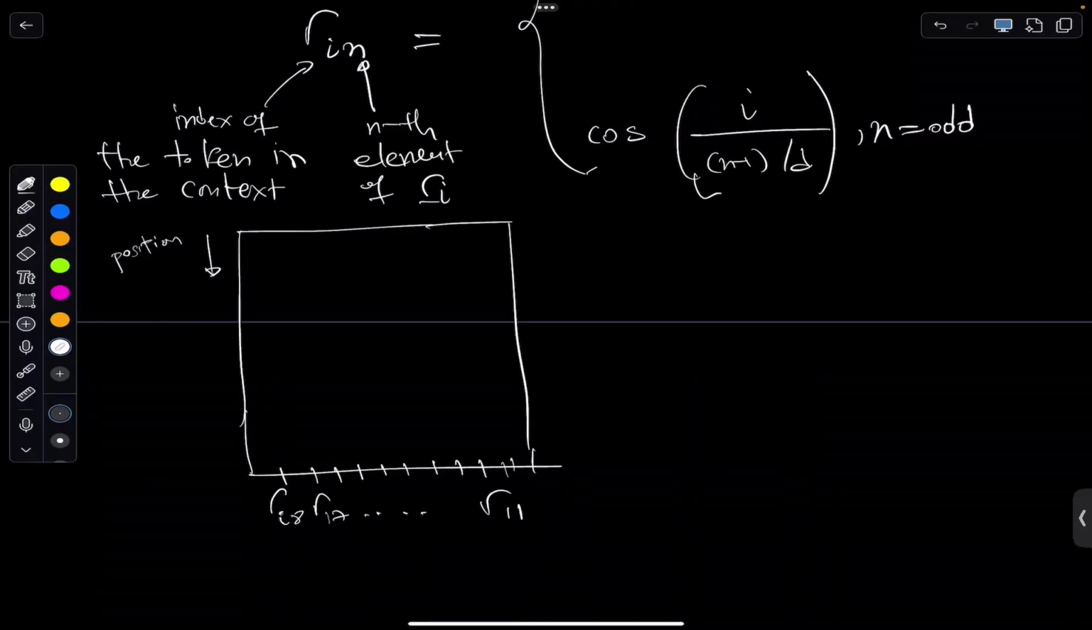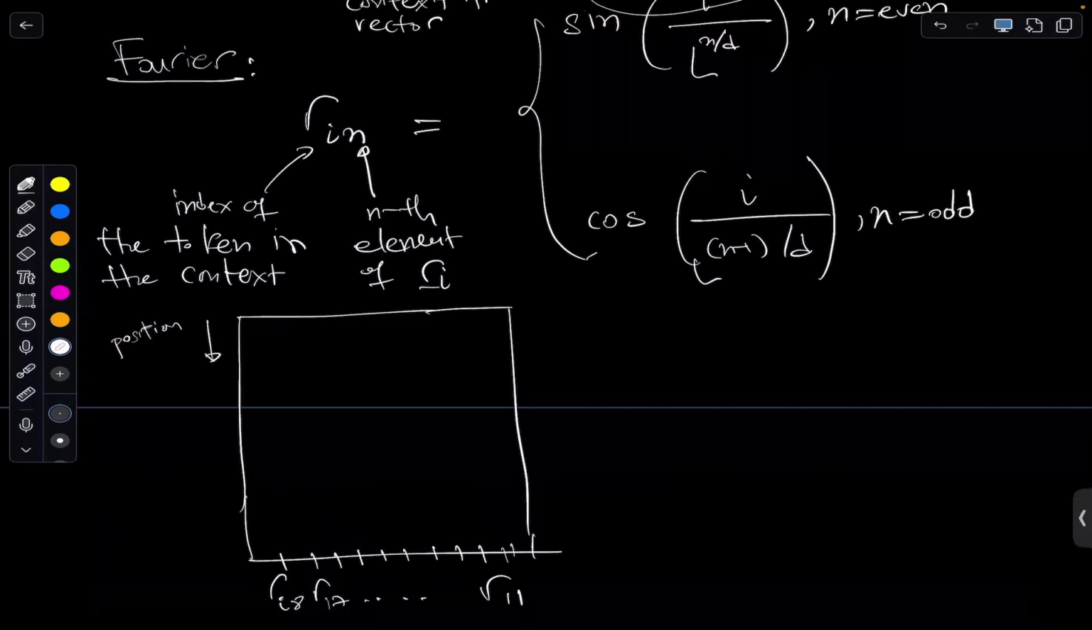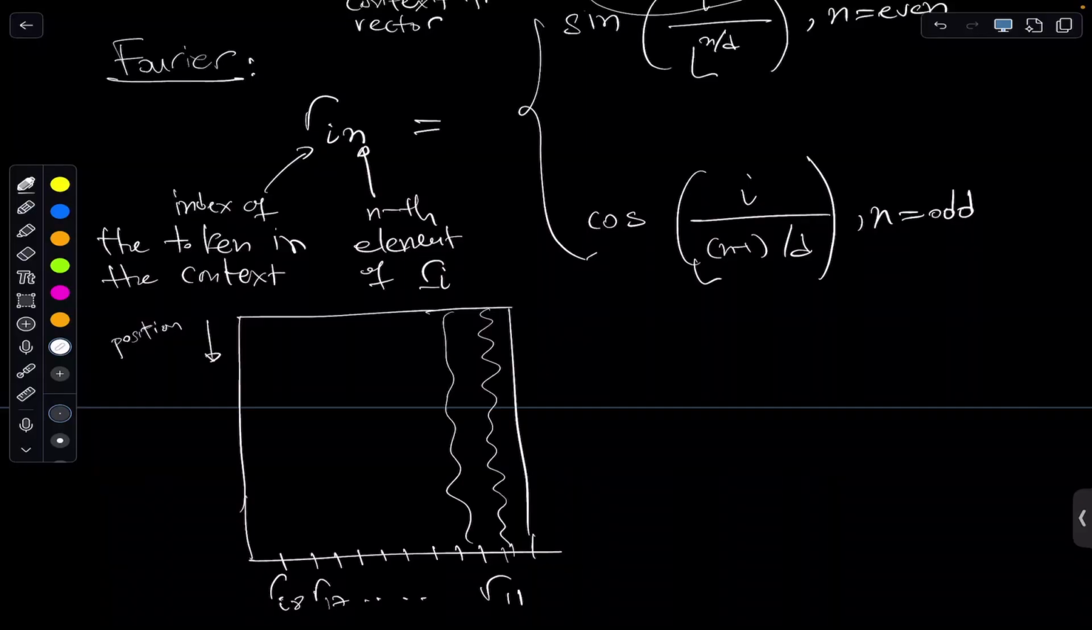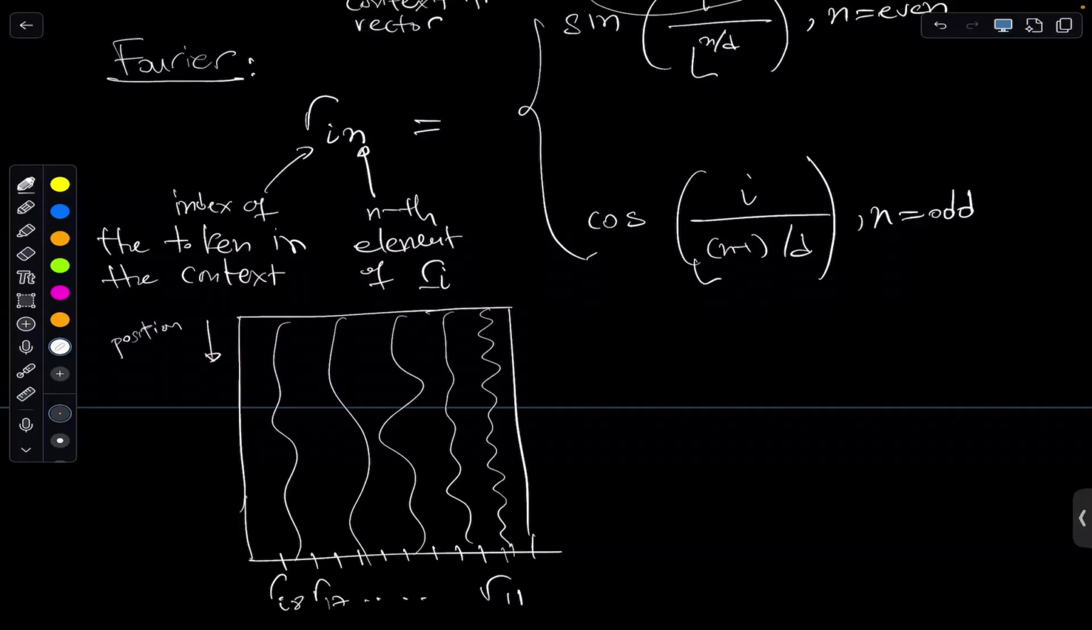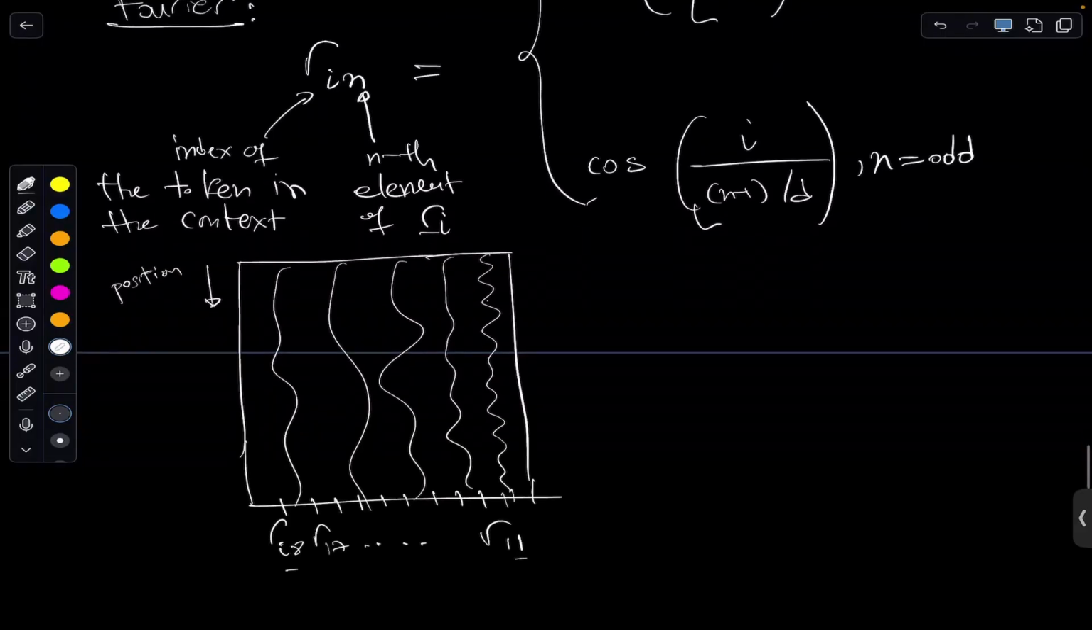R_i1. If you plot this, you will see that this is basically a sinusoid which is very high frequency. This is a sinusoid which is slightly less frequency, and this is another sinusoid with even less frequency. So every sinusoid here has high frequency when it is on the first dimension, and much lower frequency when it is on the 8th dimension.